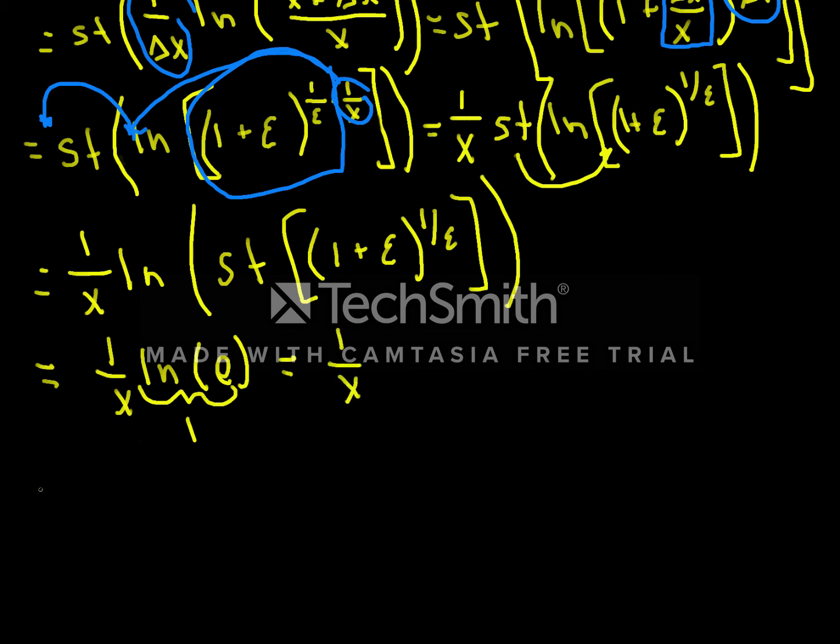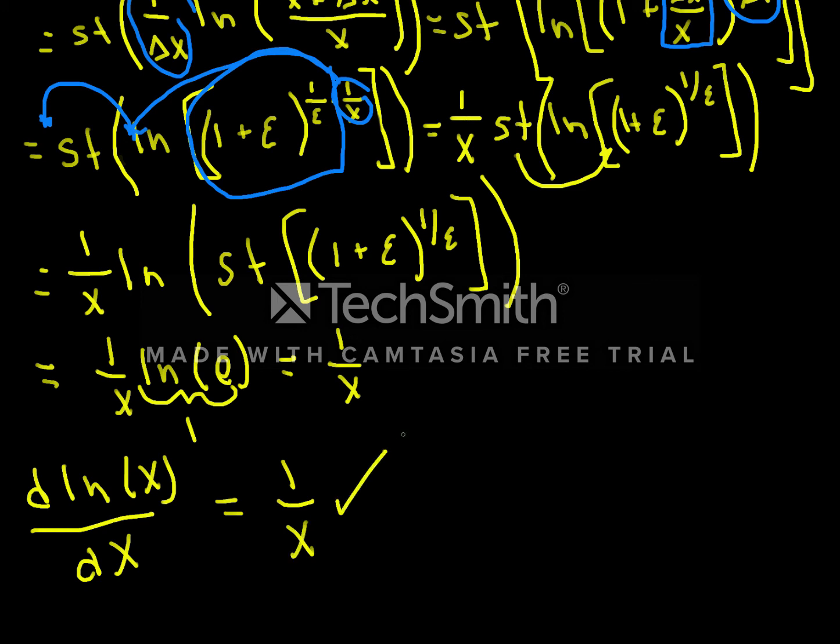Okay, a lot of stuff just happened, so let me recap. We've got that the derivative of the natural log of x with respect to x is 1 over x. There, we did the hard work, and now we never have to do it again. And in fact, we can use this to derive the derivative of any logarithm, regardless of its base.